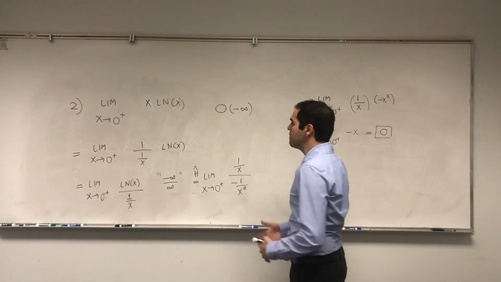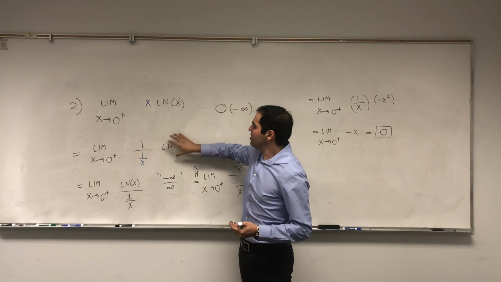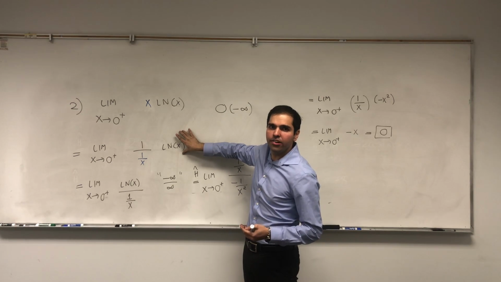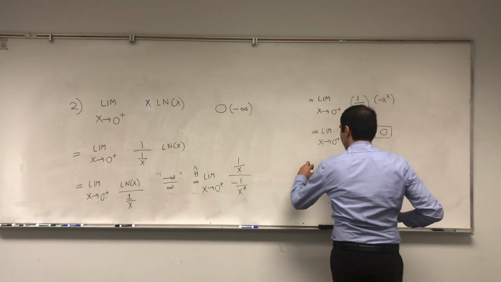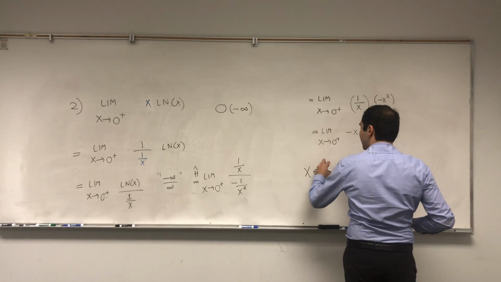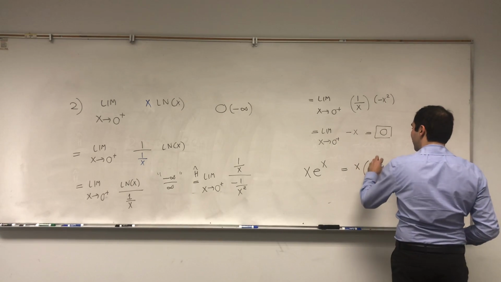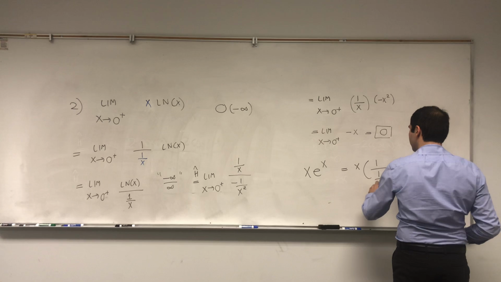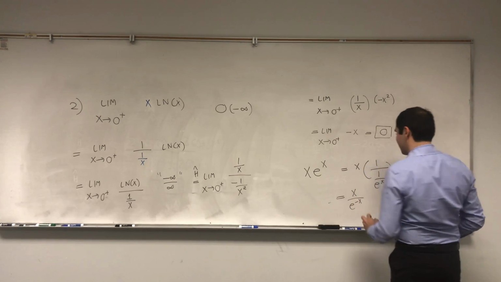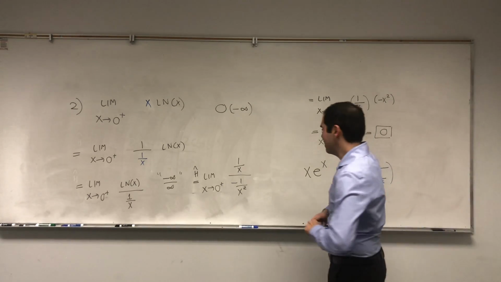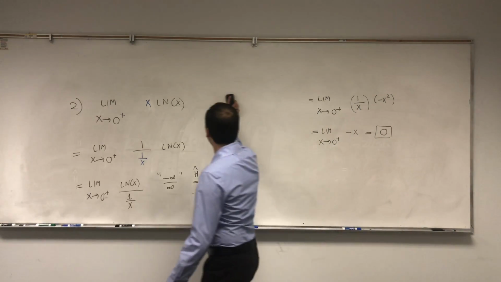And by the way, as a general rule of thumb, I would say ln is always best to put on the numerator, but e to the x is best to put on the denominator. Like if you had to do x e to the x as x goes to minus infinity, you would write it as x times 1 over e to the x, which becomes x over e to the minus x. So that's one thing. Now moving on, here's another very nice L'Hopital problem.